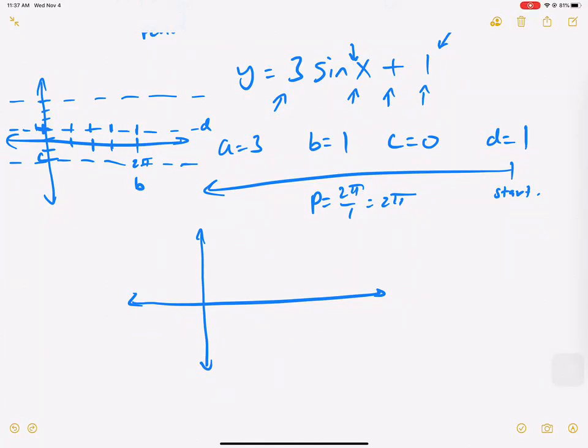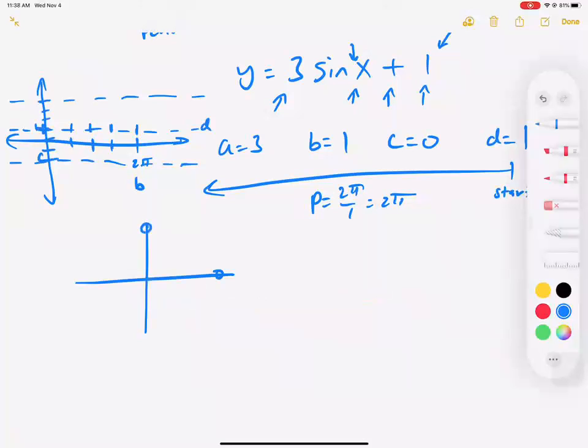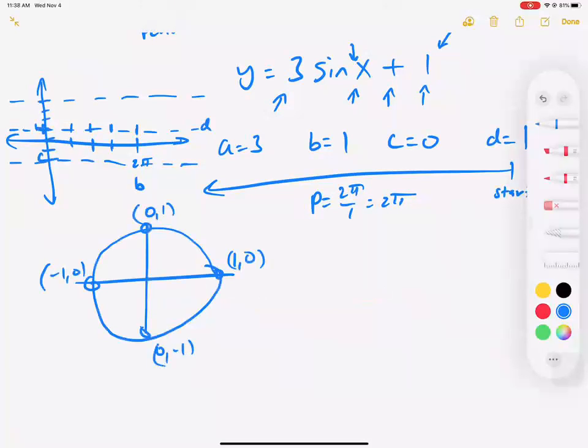Okay, so we're going to describe how we graph this now. Looking at a sine graph, we're always referring to a unit circle when it comes to sine and cosine. Let me draw the unit circle for you guys. Here is our unit circle with 4 special points: (1, 0), (0, 1), (-1, 0), and (0, -1).